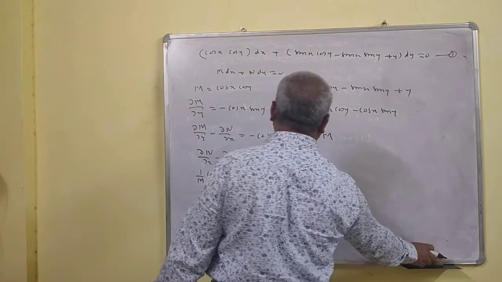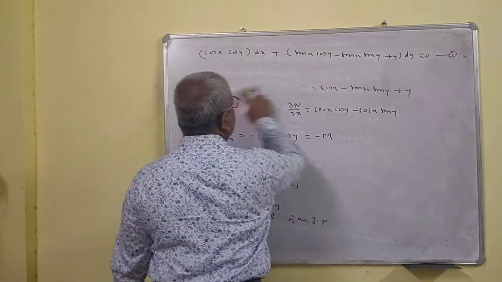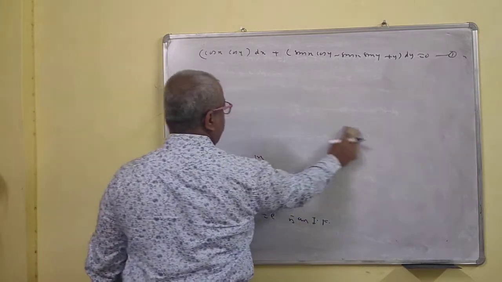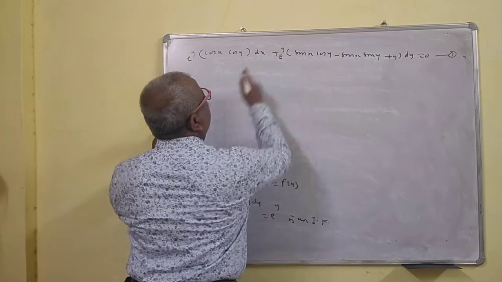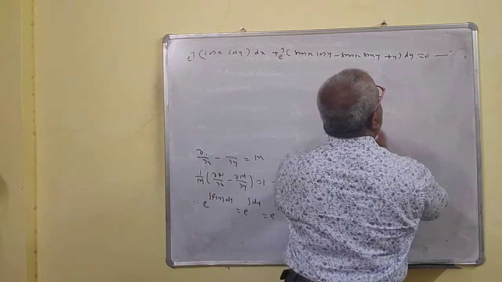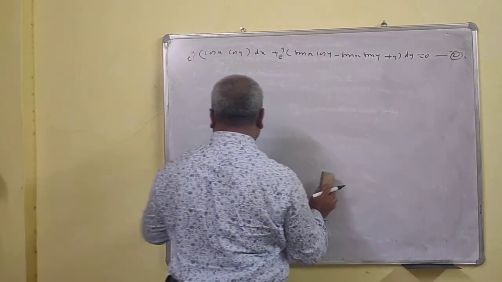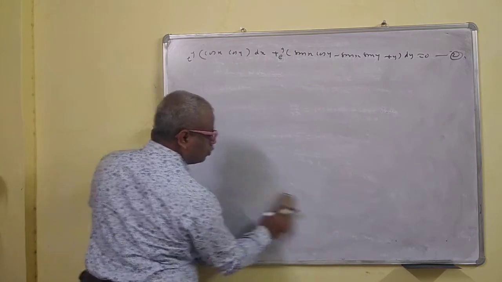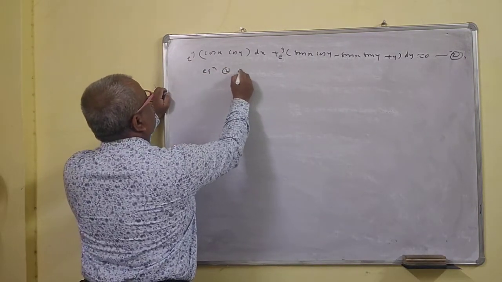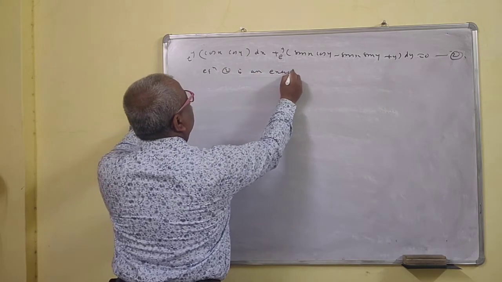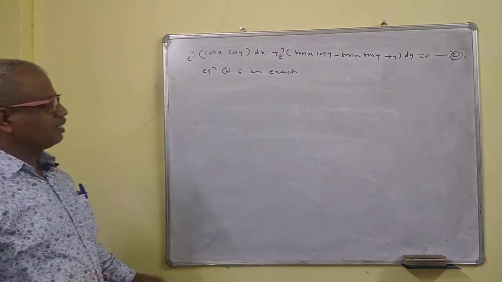Now what you have to do is solve the differential equation. That means you have to multiply equation 1 by e raised to y. We'll call this equation 2. Now this is exact. So equation 2 is exact.